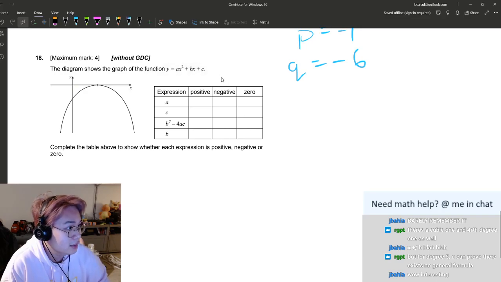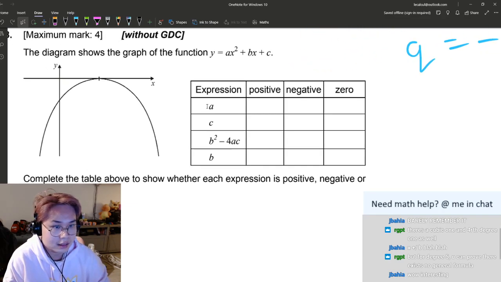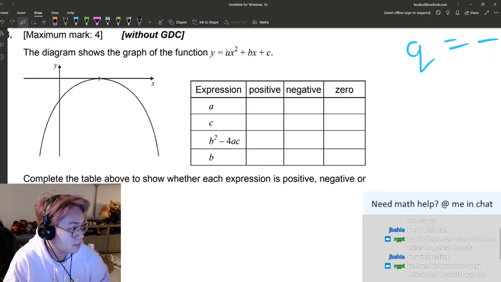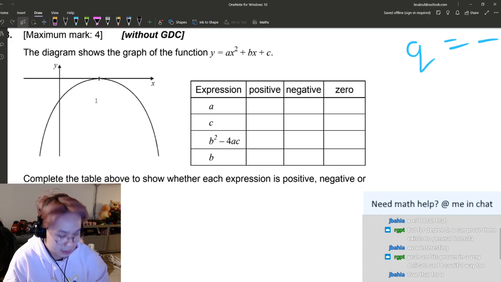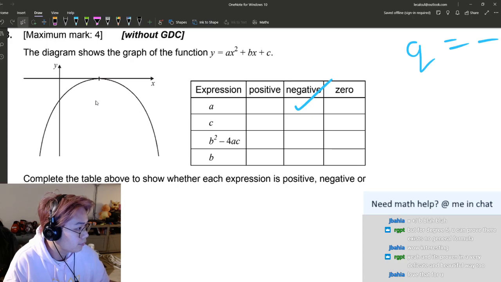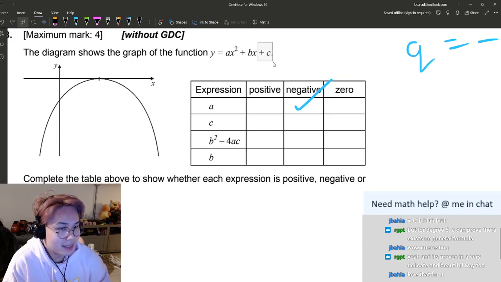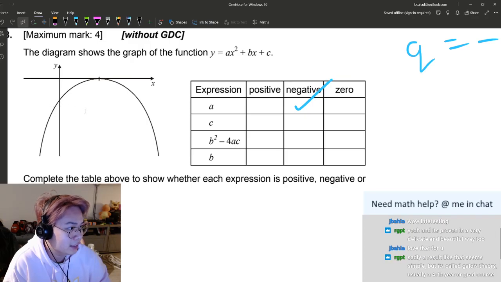Okay, let's see. Here is a graph. I'm going to zoom in because I just need to fill in a table. We have A, B, and C, and we need to complete this table. Here you can see our parabola is opening downward, so my A value needs to be negative. My C value is essentially the y-intercept. You can see right there that it's a negative value, so that's also negative.